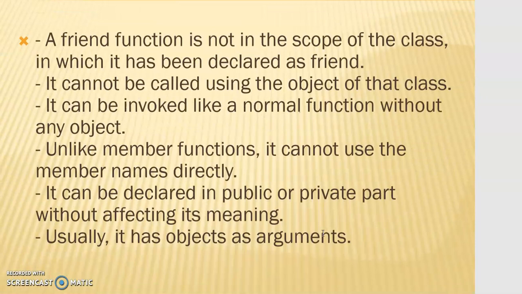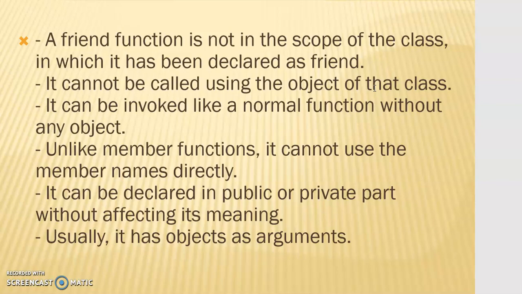A friend function does not lie in the scope of the class in which it is declared as a friend. It cannot be called using the object of that class. I repeat this point, it cannot be called using the object of that class. It can be invoked like any other normal function without an object, and it cannot use member names directly. It can be declared in the public or private part without affecting its meaning, and usually the function has objects as arguments.